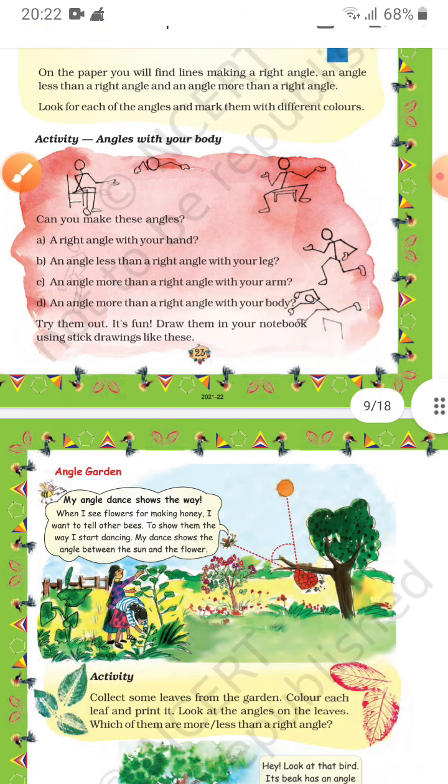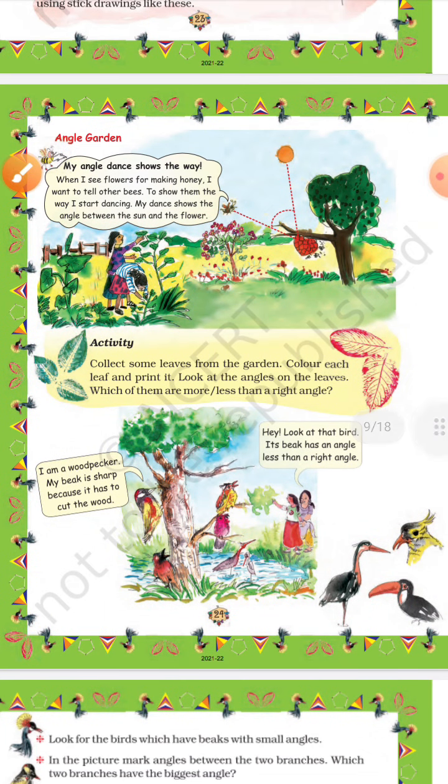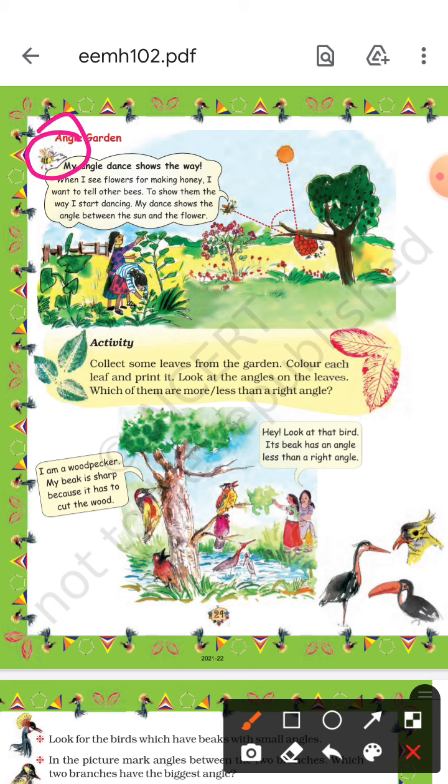Okay, now we are going inside a garden. Okay, we can say angle garden. So here in this garden we will find out all the angles available here. Okay, here you can see that in the angle 1B is now telling you something.